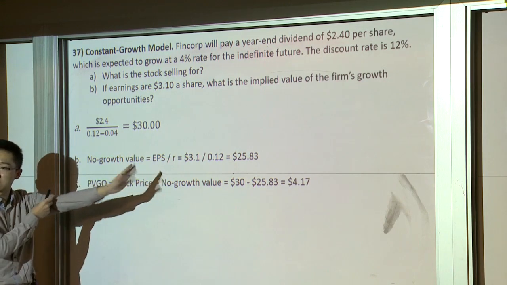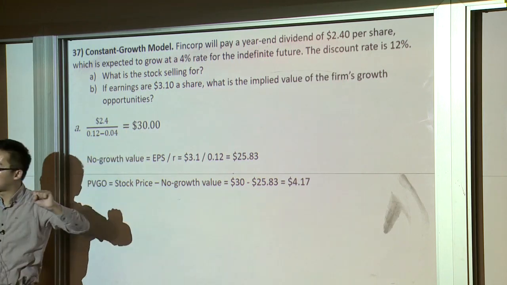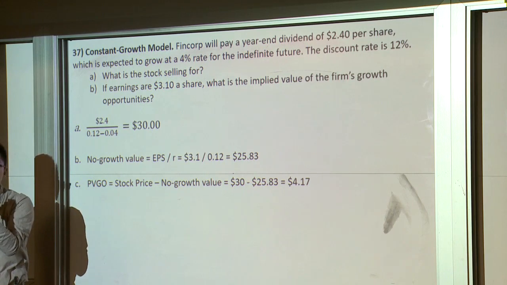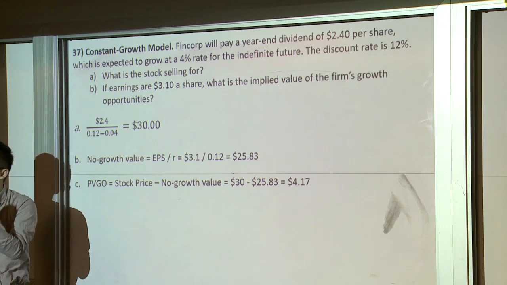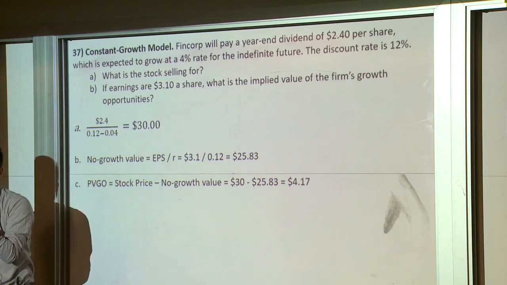Let me show you how it is calculated. So first, we got stock price, $30. We know it's 2 parts. One from the value that we assume there's no growth. So the other part would be the value of growth. Okay? What is the value of the first one?